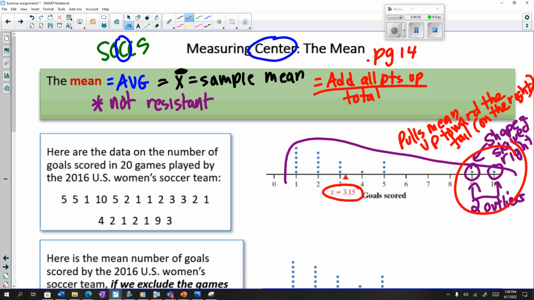So that's why we say the mean is not resistant to outliers, because the mean gets pulled in the direction of the skew. So if it's skewed right, the mean gets pulled to the right. If it's skewed left, the mean gets pulled to the left.